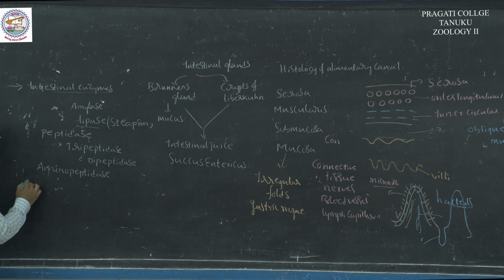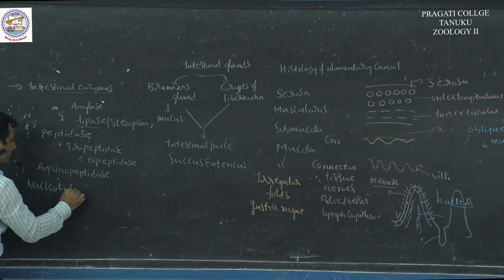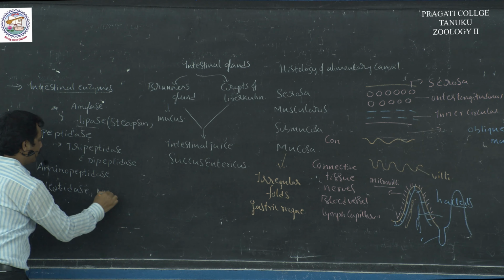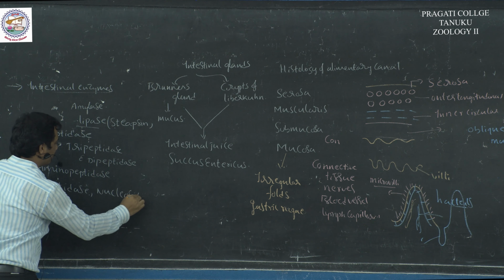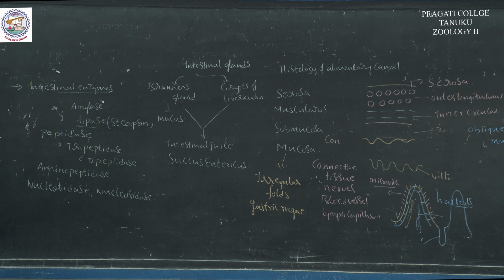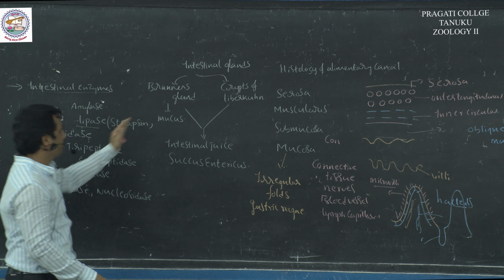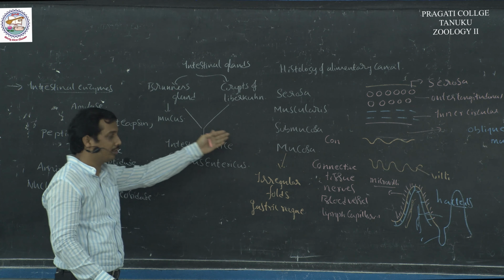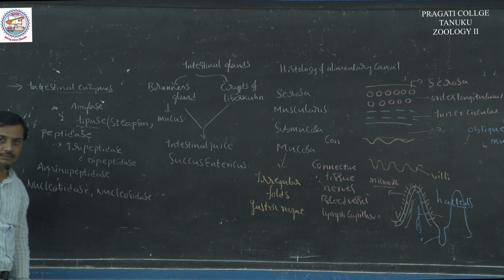And nucleotidase and nucleosidase. So these are the list of enzymes produced by the crypts of Lieberkühn. So the secretions of both these Brunner's glands as well as crypts of Lieberkühn constitute the intestinal juice.